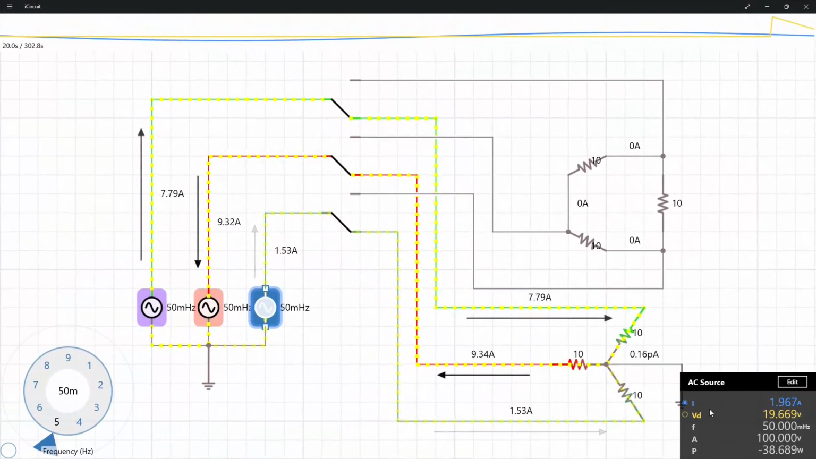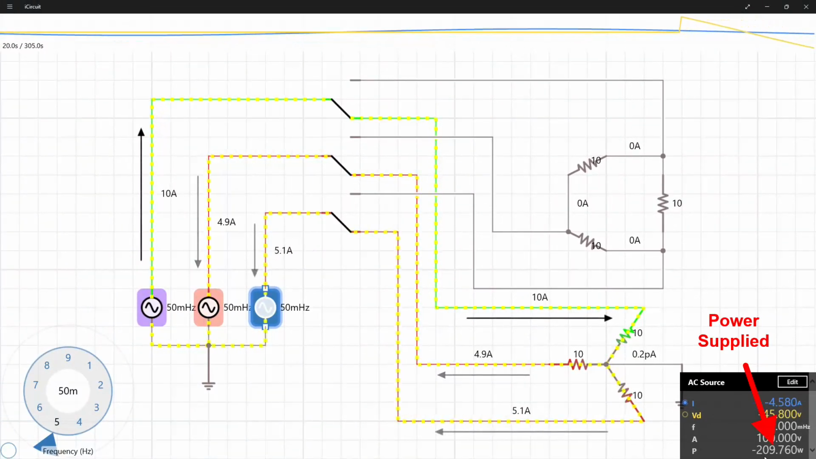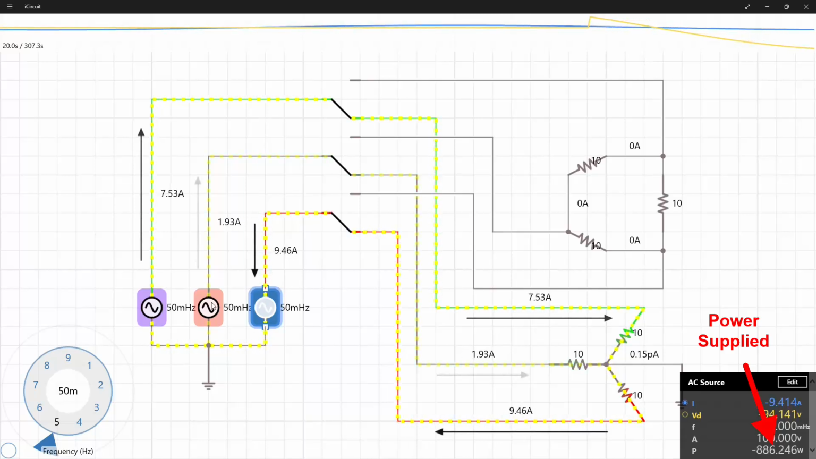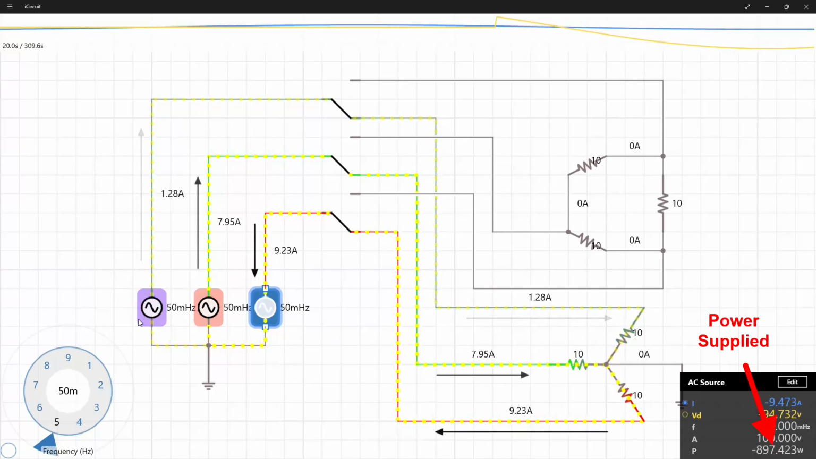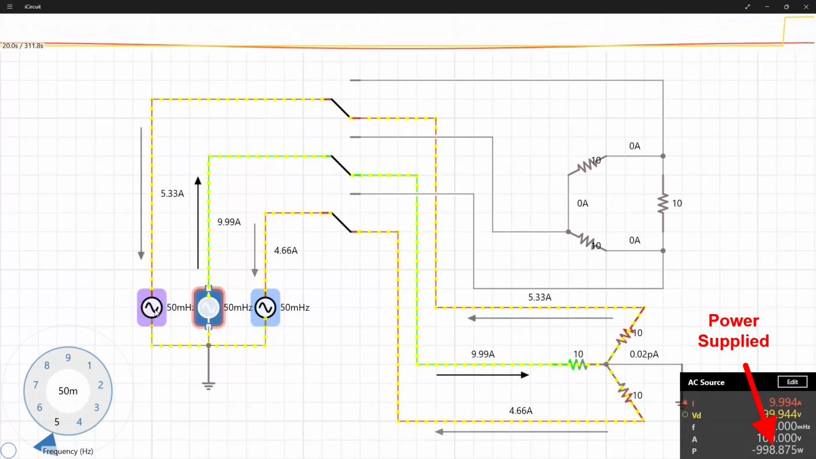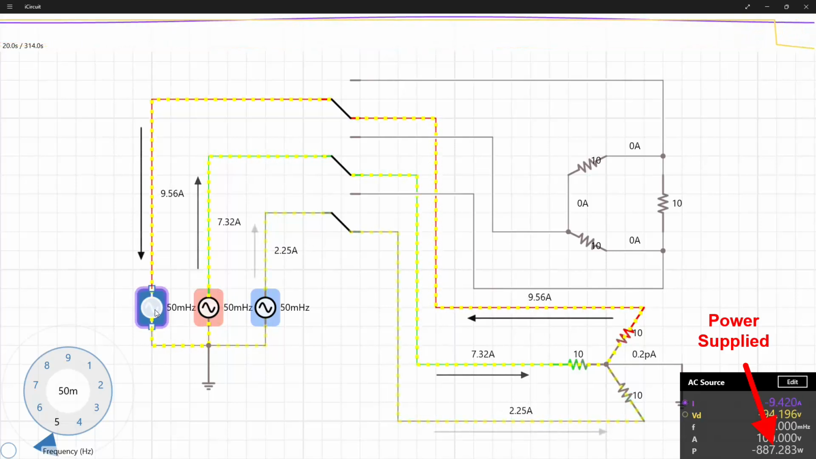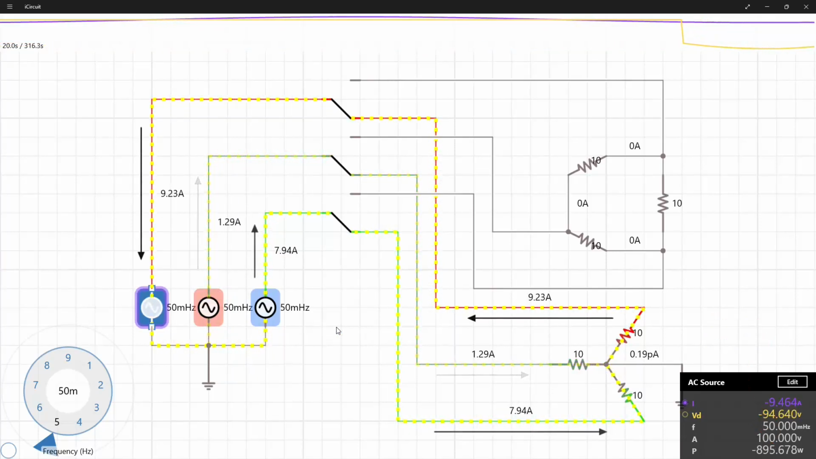Are the loads consuming the same? Well, if you look at the power, it's going to slowly go up until almost 1 kW, and then right at 1 kW. So that's the same, right?